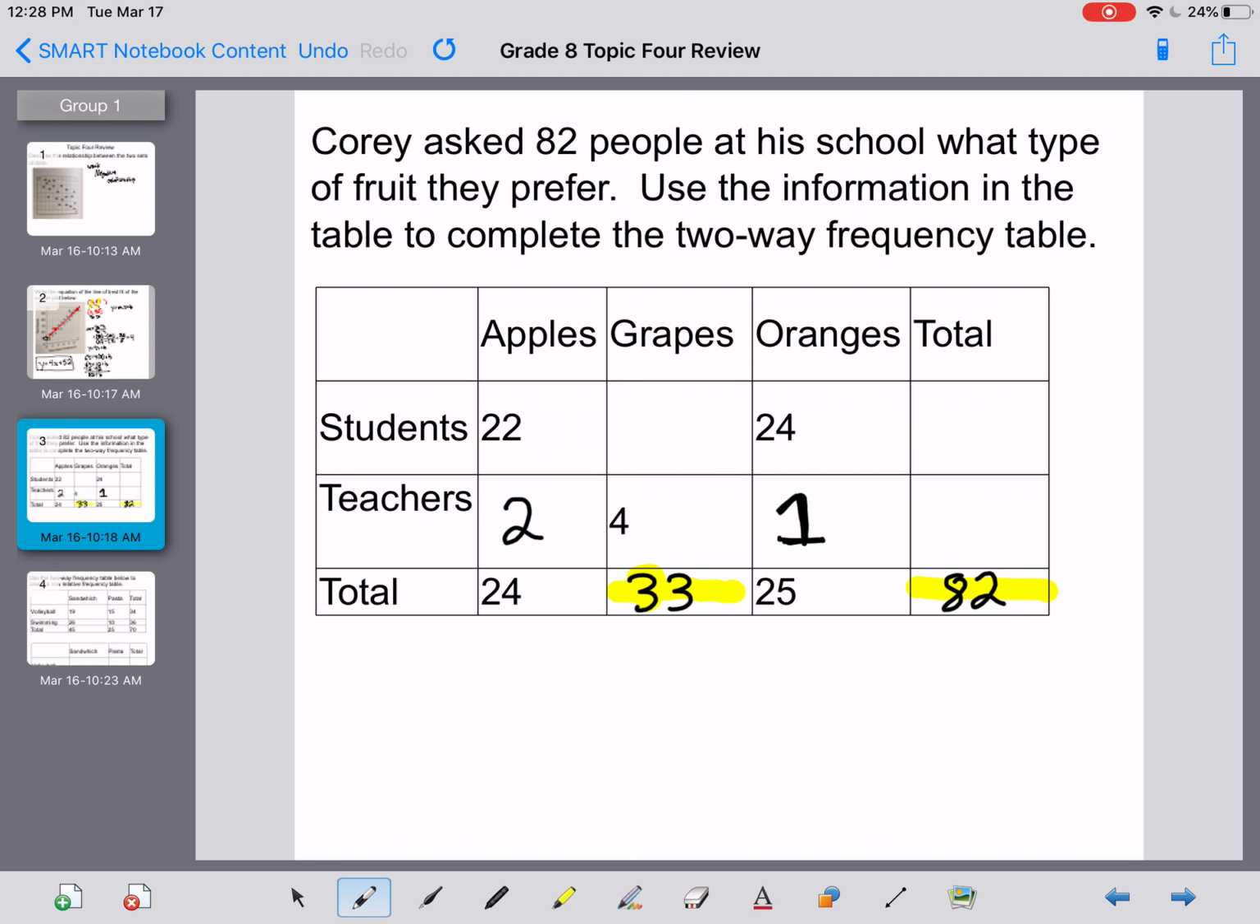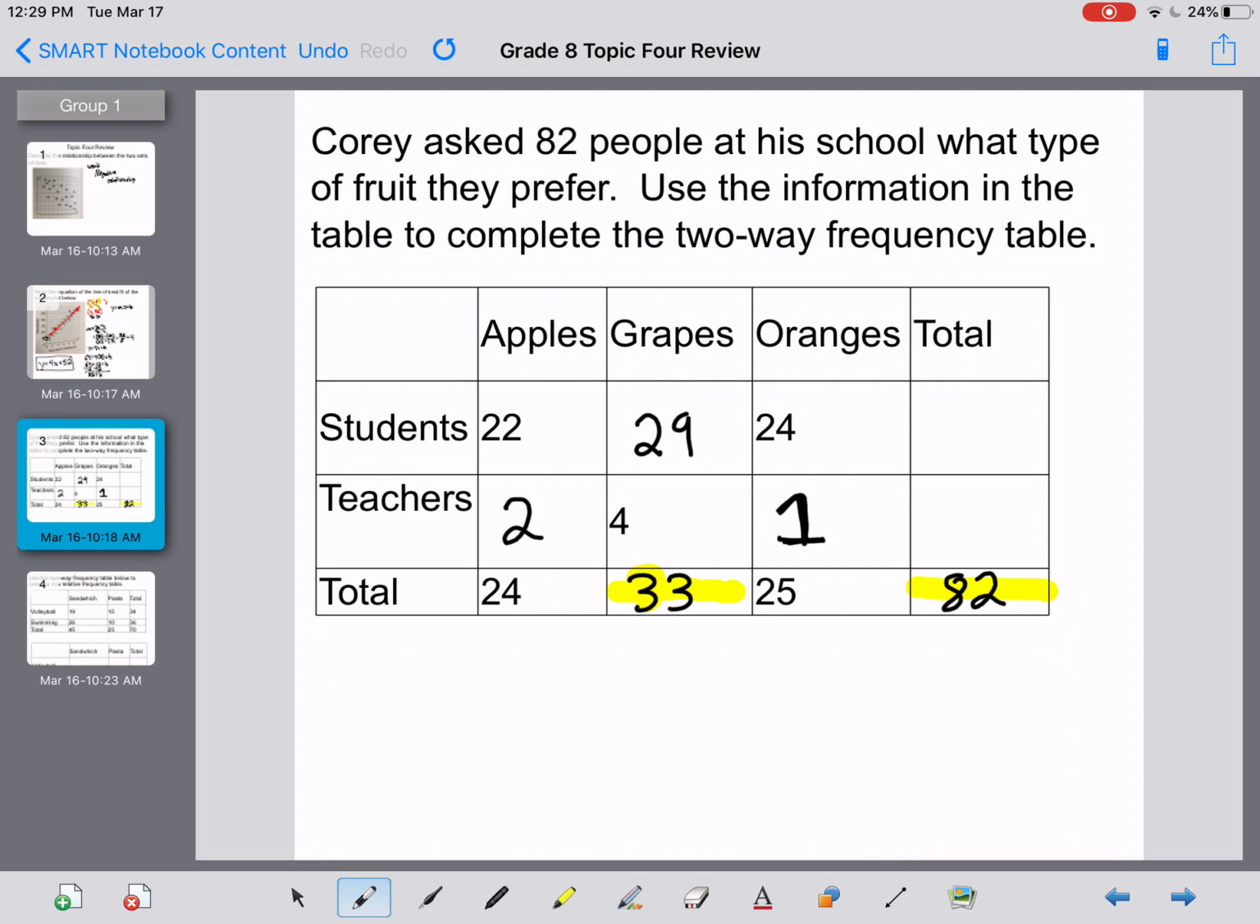And for my grapes, if 33 total said it and 4 teachers said it, 33 minus 4 is equal to 29. So 29 students said they prefer grapes.